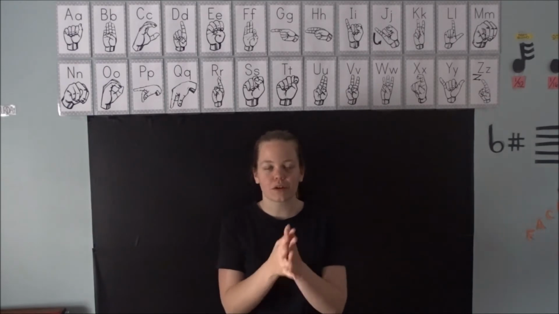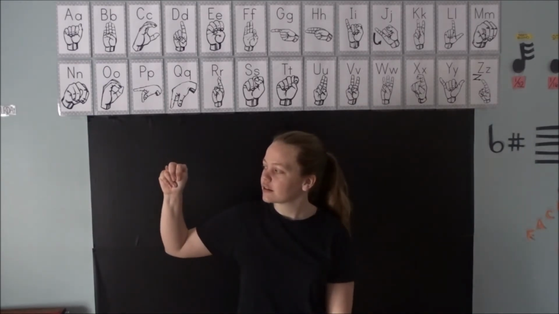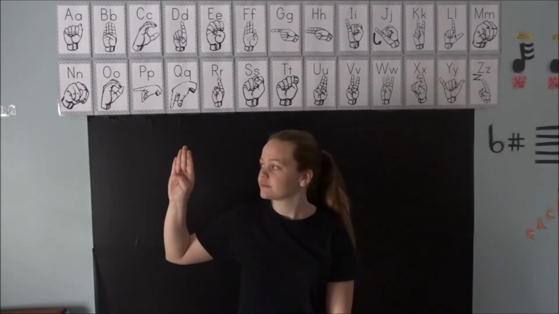Alright, the next one we're going to do is New Brunswick, and this follows the same pattern. For New Brunswick, we're going to do N, and then we're going to do B. So N and B. New Brunswick.